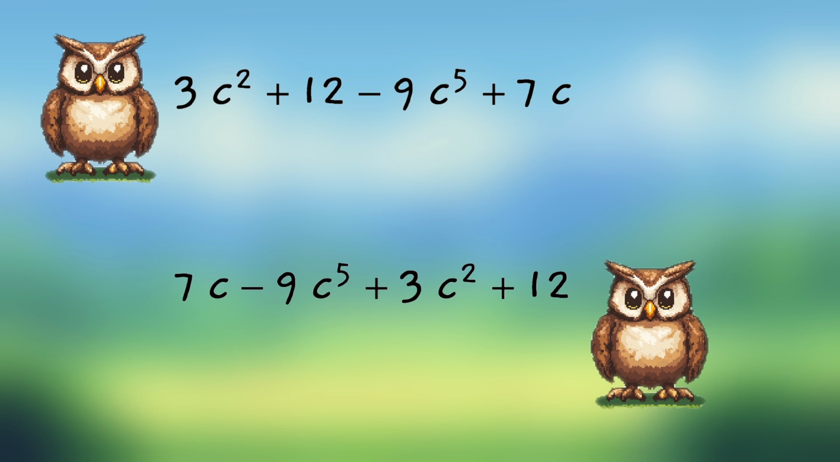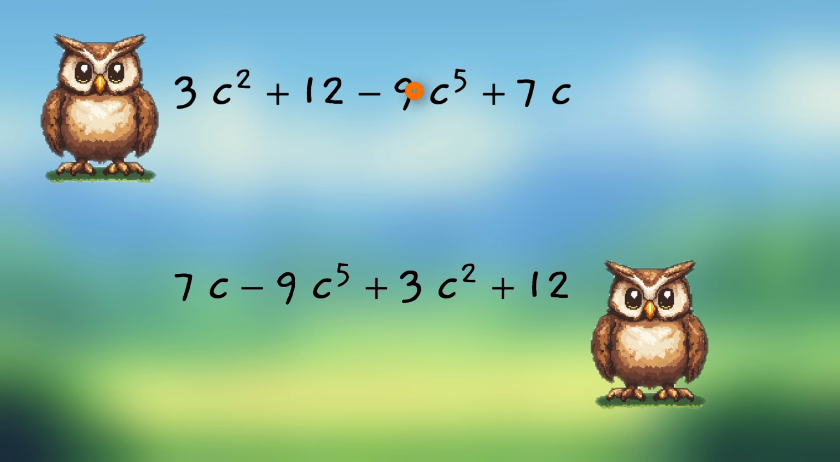So now you go on to the next term. You said, well, the next term I have is plus 12. Your colleague goes through and scans the 4 terms, 7c minus 9c to the 5th plus 3c squared, and it's like, aha, I have plus 12 too. It's dangling there at the very end. You're thinking, okay, so far so good. 2 terms down, 2 to go.